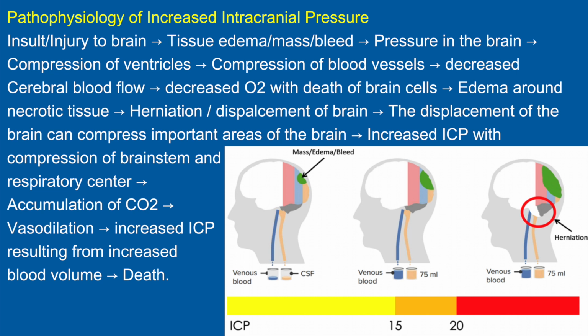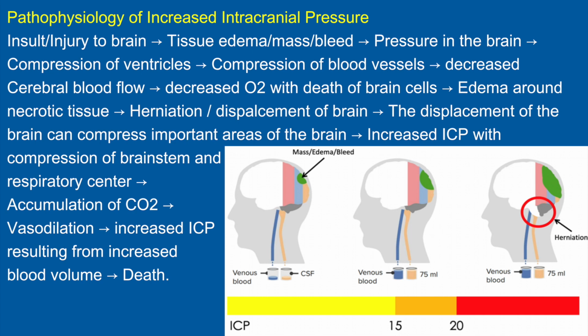Now let us see the pathophysiology. At a certain point, the brain's ability to autoregulate becomes ineffective and decompensation begins. Due to any injury or insult to the brain, there can be pressure building up in the brain. Because of the pressure, the brain is getting squeezed. It compresses the ventricles and blood vessels that leads to decreased cerebral perfusion, and it limits cerebral blood flow to the brain, and that leads to ischemia with decreased oxygen and death of brain cells.